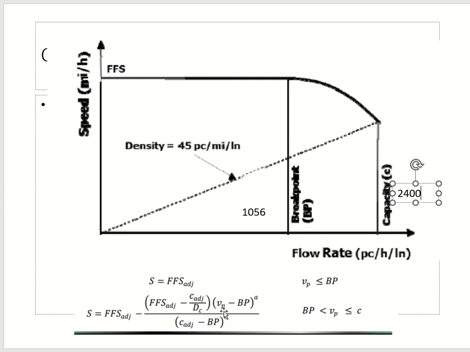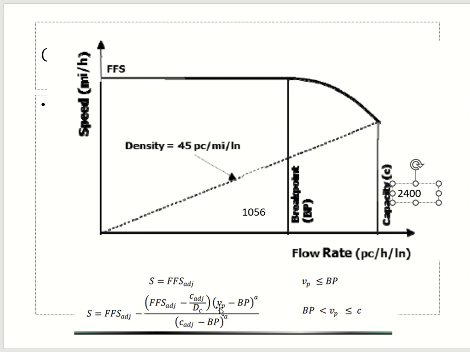Okay, I will replace Vp with capacity, so I will get the speed at capacity. Got it? For the rest of the points, to draw the curve, I need more points. So I will replace some more values of Vp. These values will be selected by me as per my own choice.